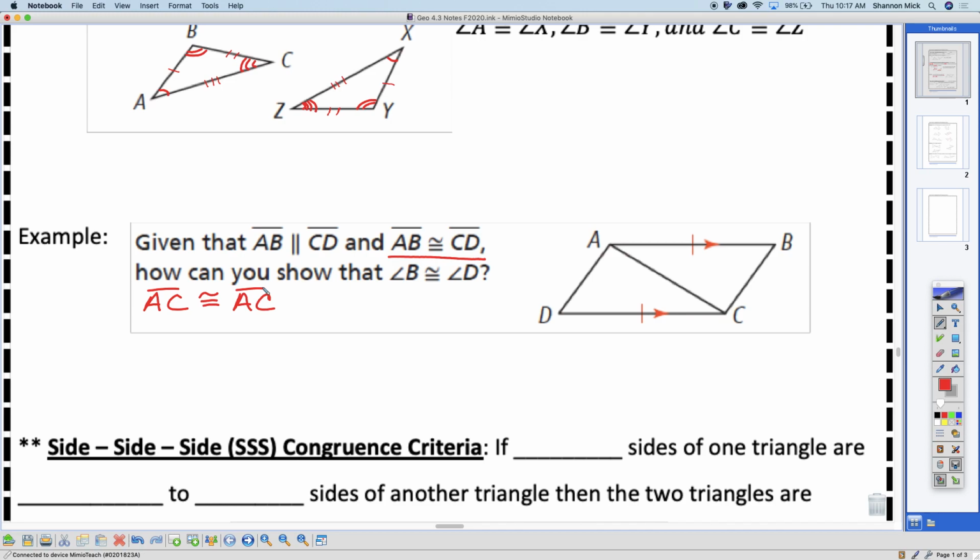Okay, so I now have two sides. I have this side and this side. So I need an angle. Well, what do I know about two parallel lines and their transversal and all those angles? They have the same angle. I need this angle to be congruent to this angle, or this angle to be congruent to this angle. And how do I know that they are?